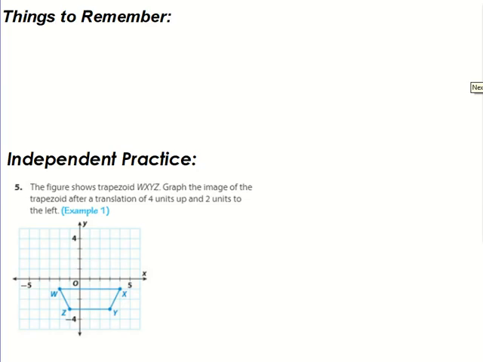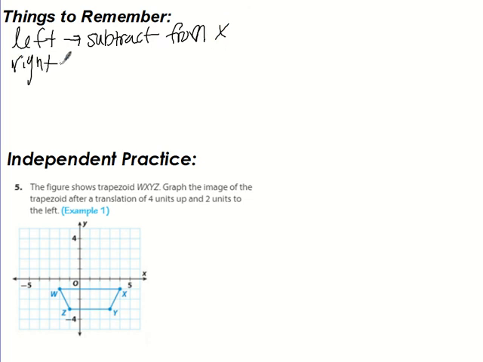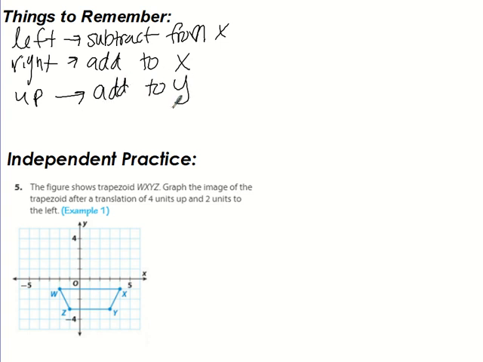All right, so things to remember. Left, we subtract from x. Right, we add to x. Up, we add to y. Down, we subtract from y.